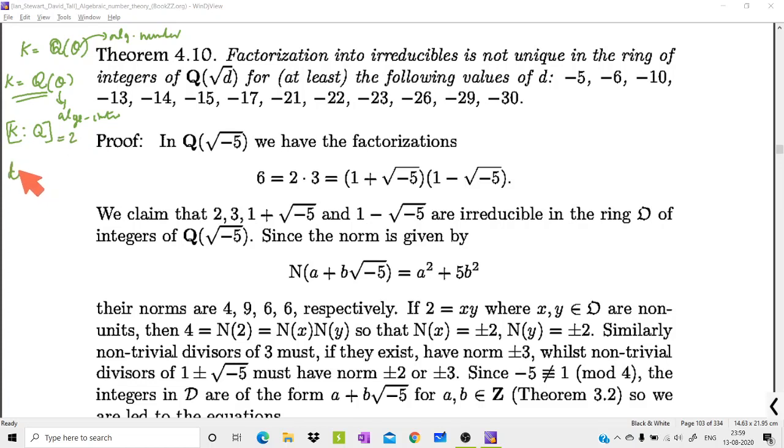That means the degree of theta over Q is 2. This shows that the minimum polynomial of theta over Q is of degree 2. That means theta satisfies a monic integral polynomial over Q. So this is theta squared plus a theta plus b equals 0.